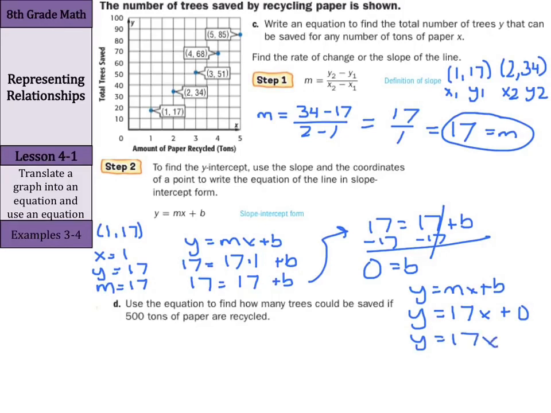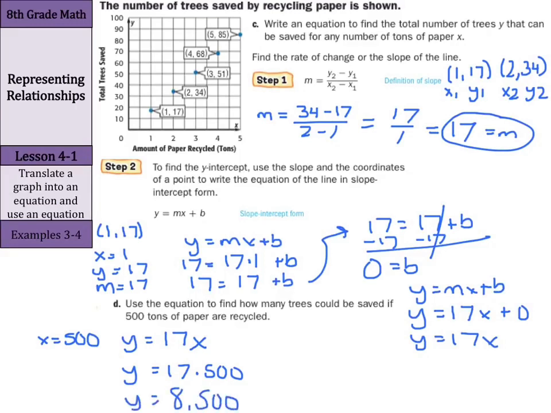Now, I can use this equation to find how many trees could be saved if 500 tons of paper are recycled. So our tons of paper are in for x. So y is going to equal 17x for our equation. Our tons of paper is 500, and that's going to be substituted in for x. So y, our number of trees, equals 17 times 500. And 17 times 500 is 8,500. So how many trees can we save? 8,500 trees.